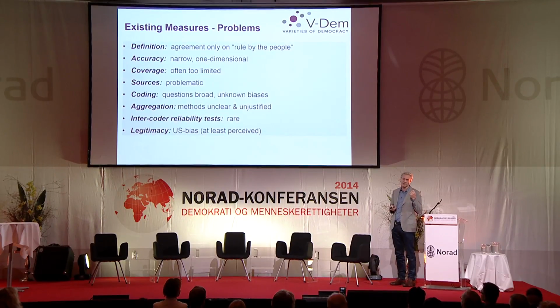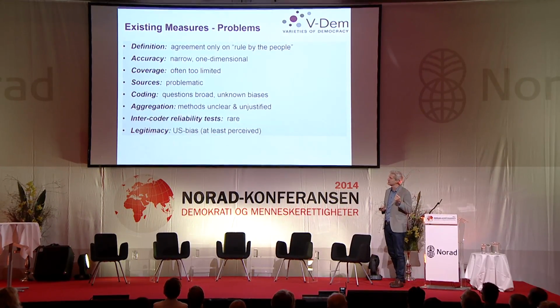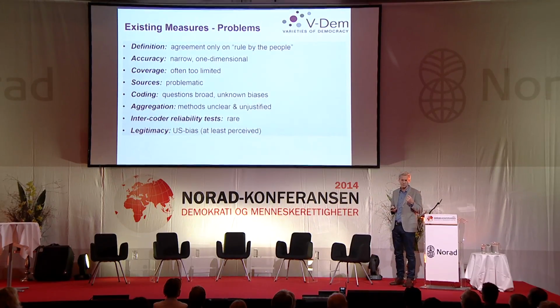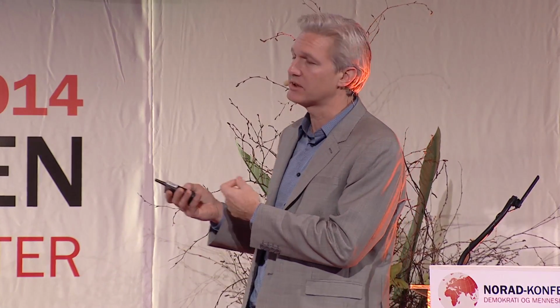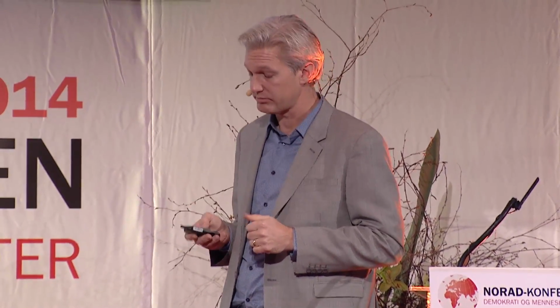Because these measures have some problems. In terms of definition, they're pretty narrow. In terms of accuracy, it's more or less one dimension having to do with elections and some liberties. We don't think the coverage is broad enough. We don't really know much about the sources at all times, exactly what goes into the coding process. The methods of aggregation are either unclear or not very well justified. There are technical problems having to do with coder reliability. There's also a legitimacy problem here. I'm not saying that there is a US bias in these measures, but it's a fact that the Freedom House is funded by the State Department. Polity is funded by the CIA. And that at least creates an impression that there is a US bias. And that makes a legitimacy problem when you want to use these measures out there in the world.